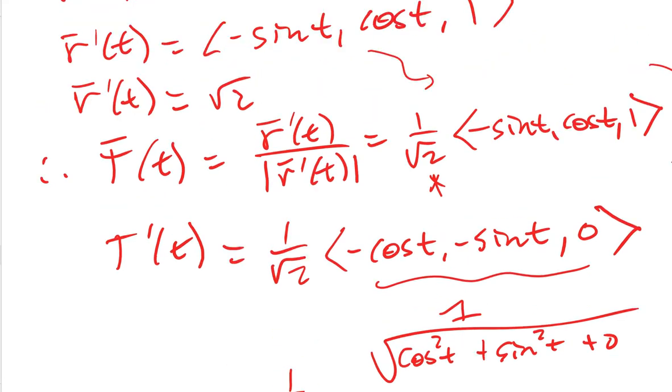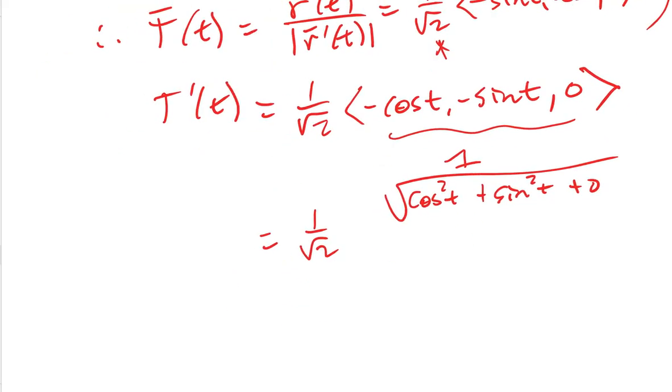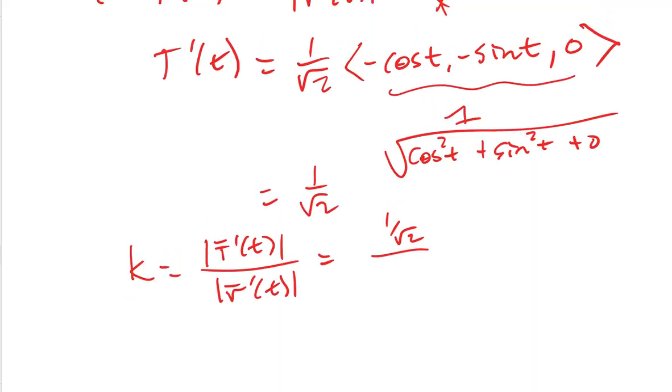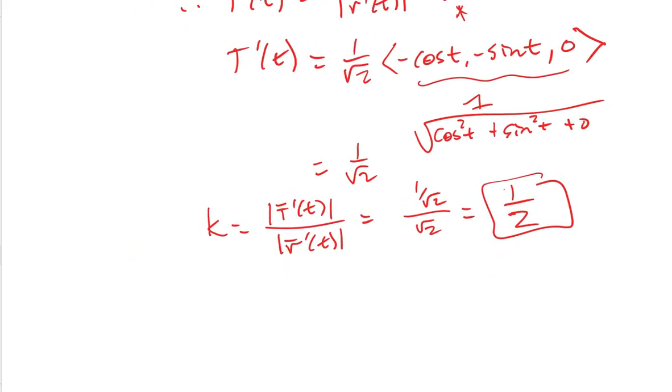Okay, now r prime of t was root 2. So what this says is kappa is the length of T prime of t over the length of r prime of t, which is (1 over root 2) over root 2, which is 1/2 when you do the math. So that is the curvature of the helix of radius 1.